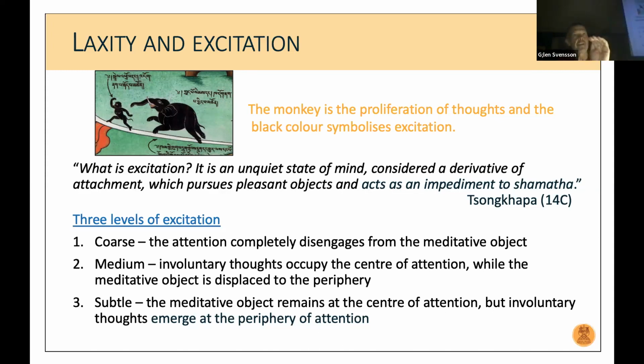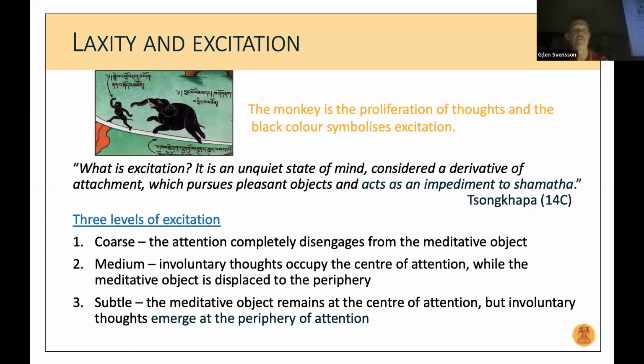A medium level of excitation, it says, involves involuntary thoughts occupying the center of attention while the meditative object is displaced to the periphery. So let's say you're focusing on the breath, and maybe you've experienced this many times, but you're actually thinking about all the pleasurable things you're going to do later in the day. In fact, that's your main focus, but a little bit in the corner of the mind, you're still noticing the breath. That's medium excitation.